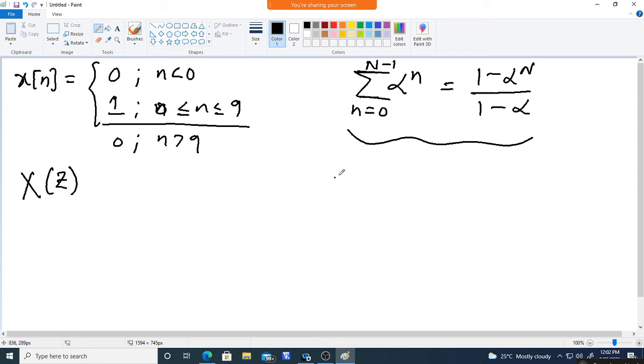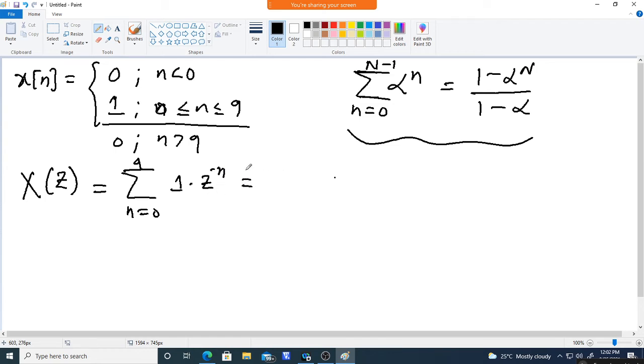If you put Z equal to 0, X of Z will be a finite value, right? If you put Z equal to infinity, it is infinite. So where does the ROC exist? Sir, at 1. See, what is X of Z? The summation over n equal to 0 to 9 of 1 into Z power minus n.